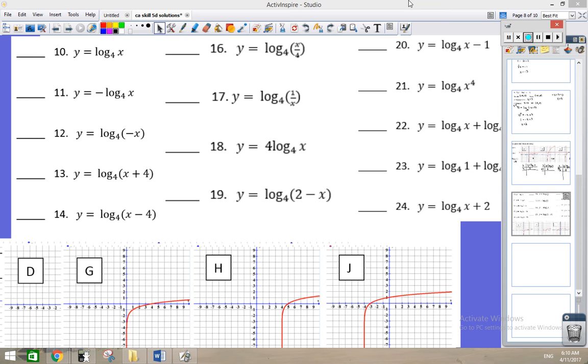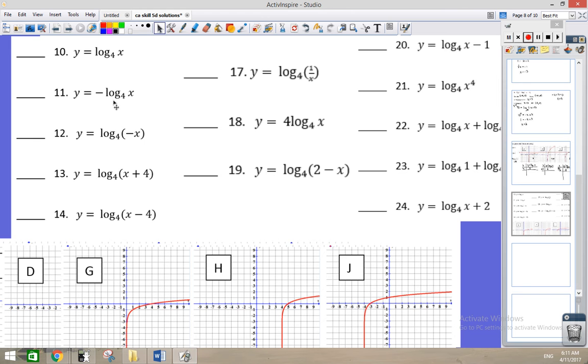Let's try to match these log equations to their graphs, and we have to remember our transformations that we learned way back last semester, I believe, in Skill Packet 2. If I look at these equations, this is log base 4 of x. Number 11 is a transformation of the graph of 10. Number 12 is a transformation of the graph of 10. Number 13 also is a transformation of the graph of 10. So if I can find the graph of 10, that's going to be crucial for me to recognize, because from there, that's where I'm going to do these transformations on the graph.